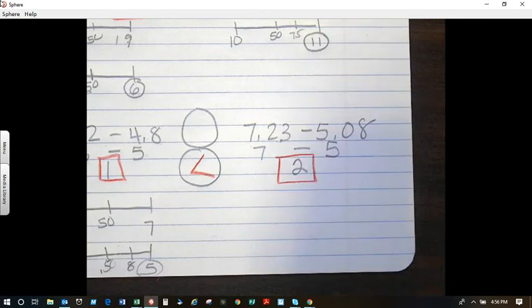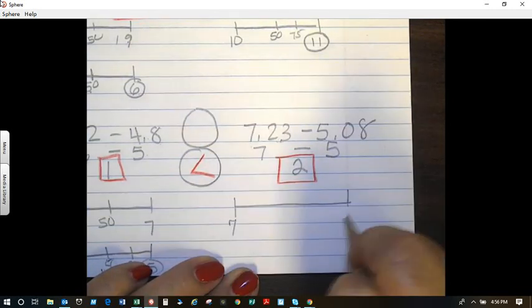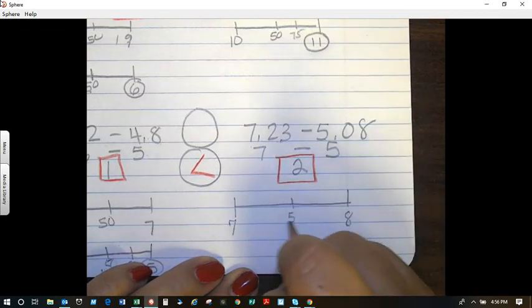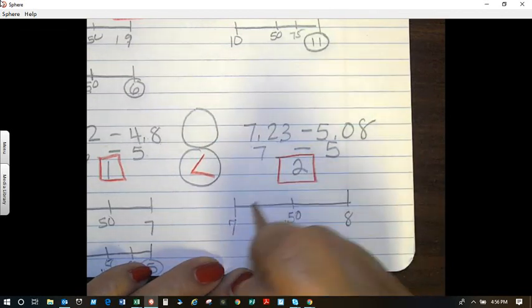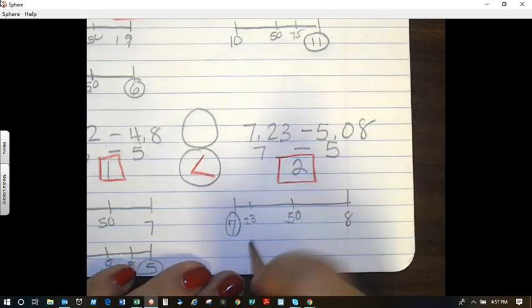All right, so I hear some people saying, can you show me on a number line? Yep, gotcha. 7 and 8. In between is my 50/100. My 23/100 is less than 50, so I'm closer to the 7. Then doing it on my 5.